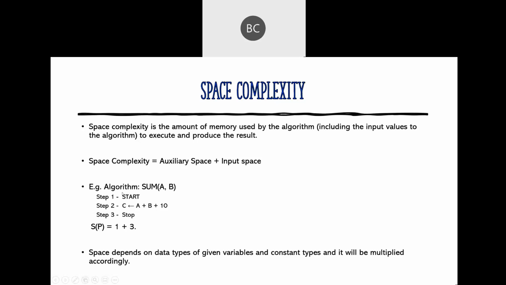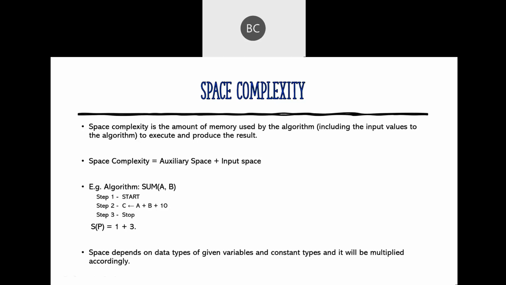So here, for example, there is an algorithm, sum A and B. I guess I already showed you guys in last class also. It starts, then the second line, C equal to A plus B plus 10, and stop. So total space will be 1 plus 3. Why 1 plus 3? Three variables A, B, C plus the constant term 10. So space mainly depends on the data types of your variables and constants, and it will be multiplied accordingly. This is just a normal way of finding out what the input will be.